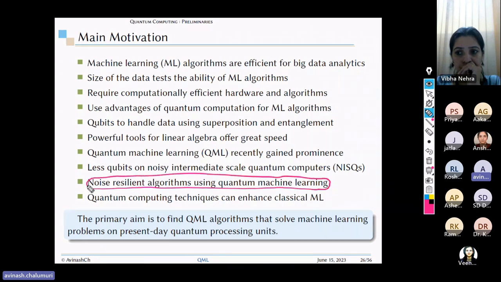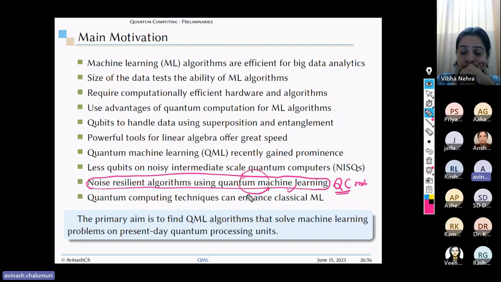So people started looking at quantum machine learning, where they can also help quantum computers to mitigate this noise using the strategies in machine learning. So it is like the coordination is vice versa. Quantum can help machine learning and machine learning can also help quantum. So quantum computing techniques can be used to enhance classical machine learning algorithms. So people started looking into finding quantum machine learning algorithms that can be solved on present-day quantum processing units, which are NISQ, designed in the NISQ era.